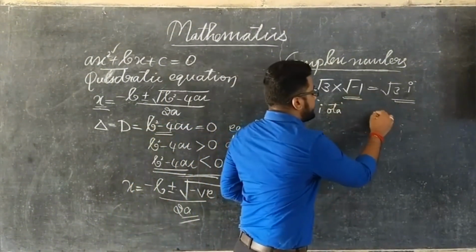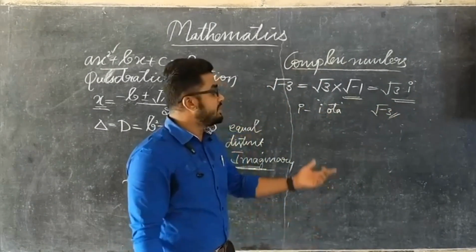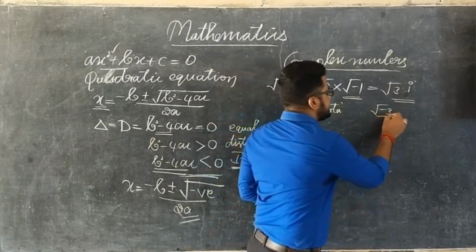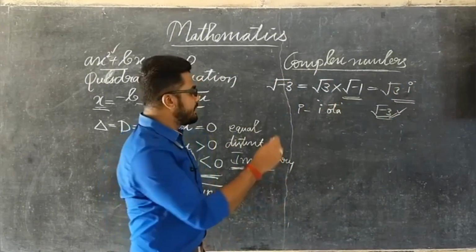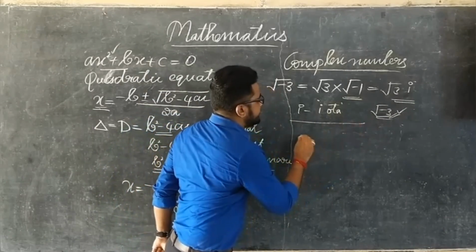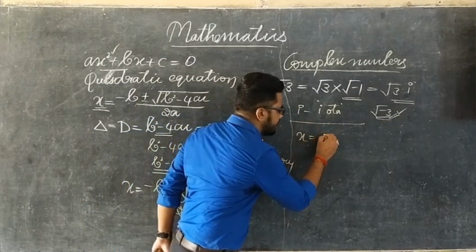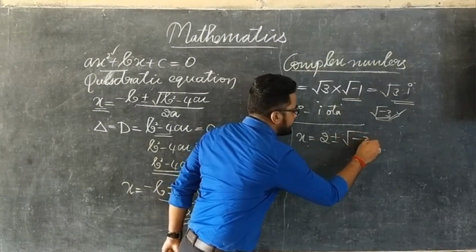Actually, root of minus 3 does not exist. Do remember this: root of minus 3 does not exist. But we can write this in the form of an imaginary part. Let me take one more example. Let us consider that after solving one quadratic equation, I got this solution: 2 plus or minus root of minus 3.